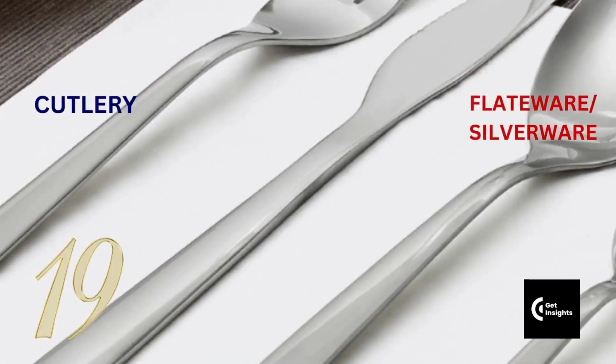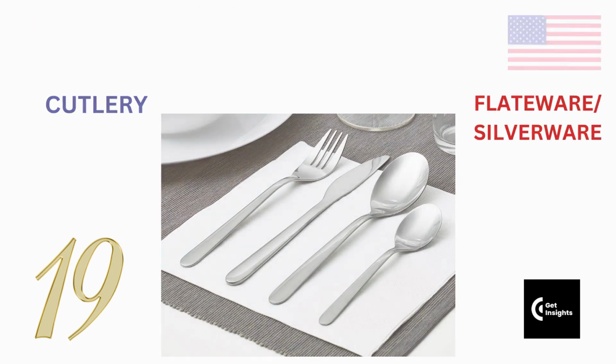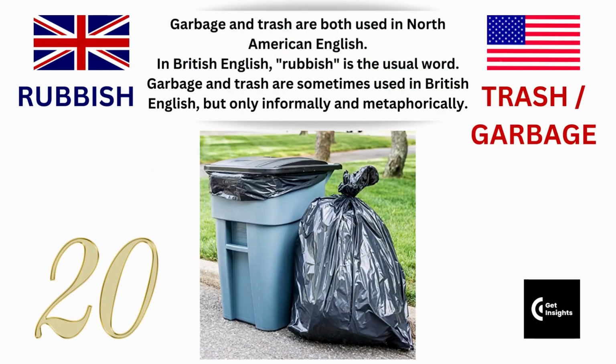So here is the next one. The knives, forks, and spoons that you use for eating food. The usual American word is silverware. And in the UK, they say cutlery. The terms cutlery and flatware historically meant different things, as we explain. Okay, the next picture is.